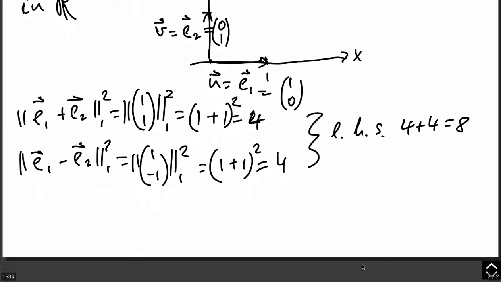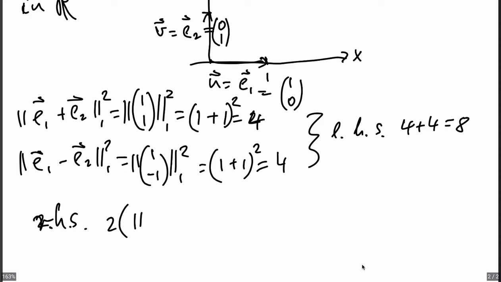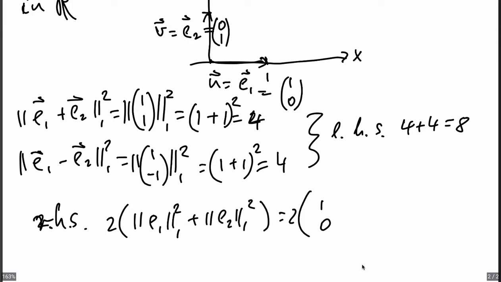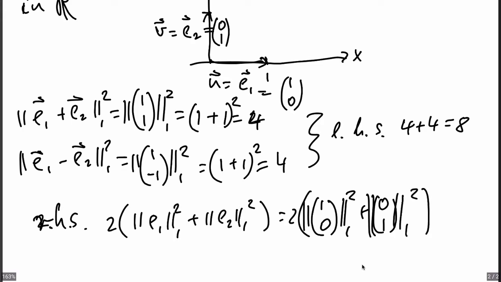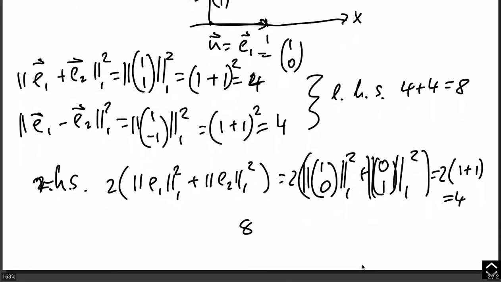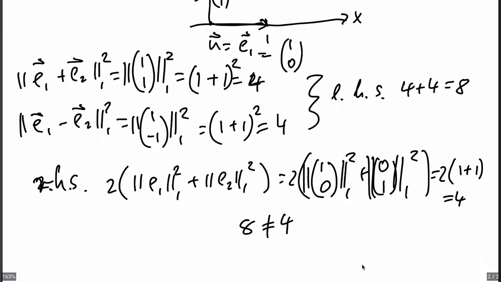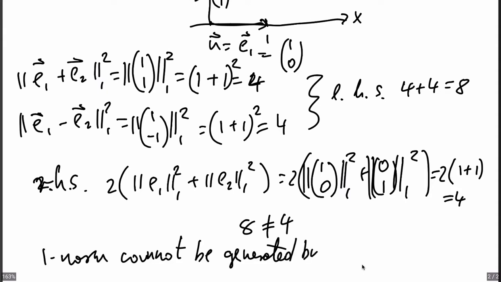And if you compare this to the right-hand side, twice the 1 norm of E1 squared plus the 1 norm of E2 squared. So it's the 1 norm of (1, 0) squared plus the 1 norm of (0, 1) squared. But this is 1 plus 0, so it's 1. So this is 2 times 1 plus 1, which is 4. And what we have is that 8 is different from 4. So the parallelogram identity doesn't hold for the 1 norm. The 1 norm cannot be generated by an inner product.